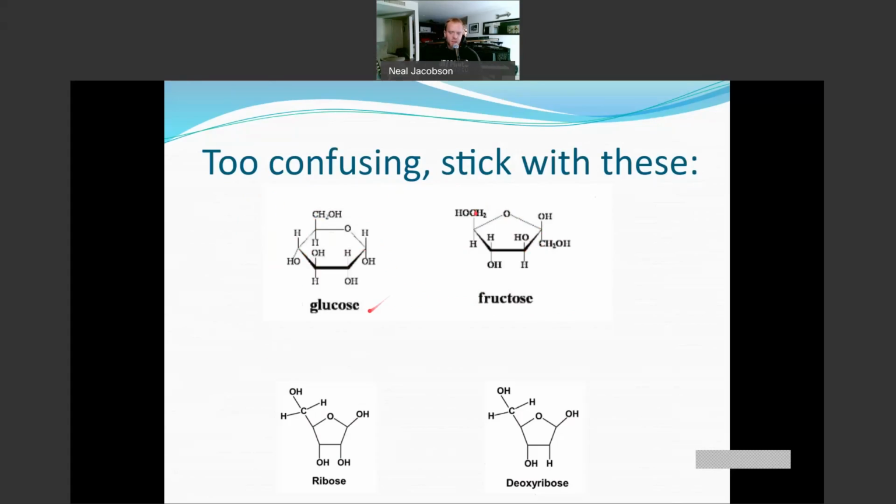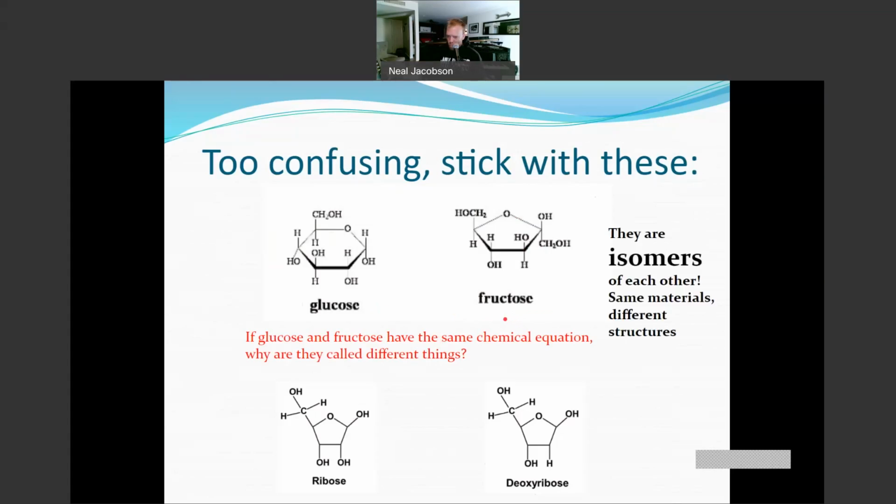So they're both C6H12O6. If they have the same chemical formula, why are they different things? Why are they called different things? They're isomers. They're isomers because they're built out of the same building blocks, but their overall structure is different. So if I handed you a bag of Legos and you a bag of Legos, and I said, build me something out of all these and use every single one, they would have the same materials, but your structures would be completely different, likely more different than even glucose and fructose.